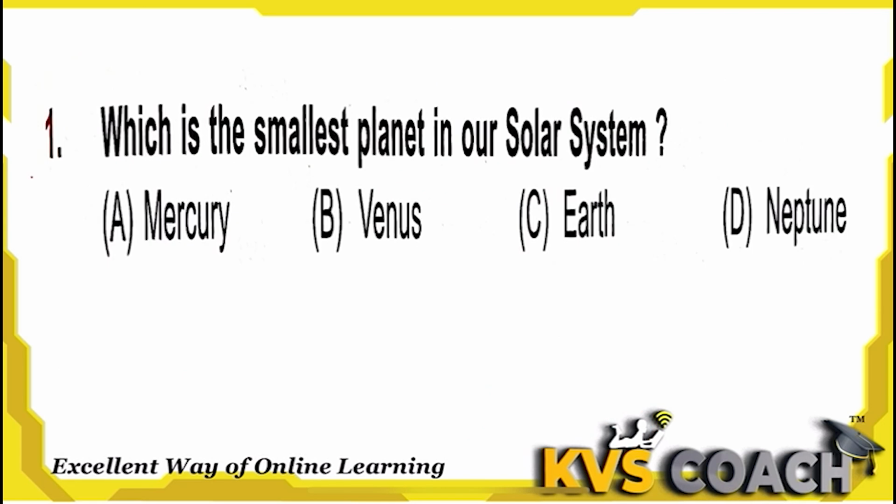Let's start questions. Question 1 is, which is the smallest planet in our solar system? Mercury is the smallest planet of our solar system and it is nearest to the sun. Option A, Mercury, is the answer.